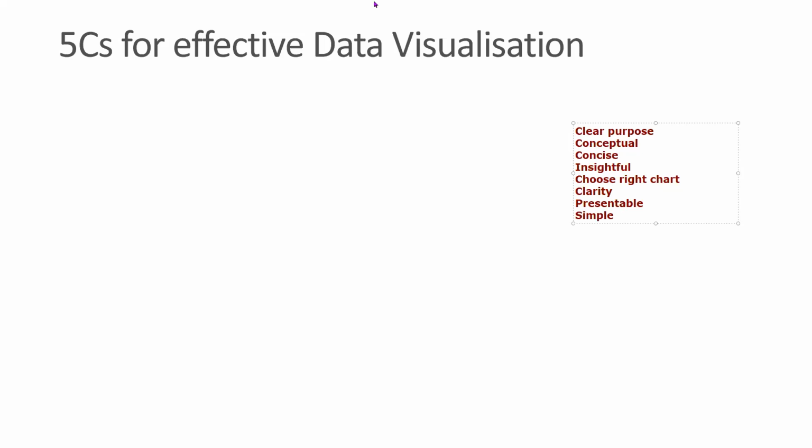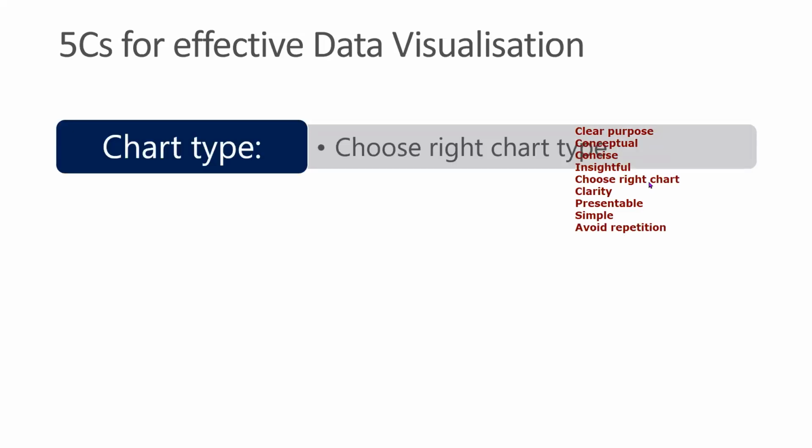Okay, so let's go through them and see what we have. Someone is telling me to avoid repetition. So the very first thing is that we want to choose the right chart type. That is very, very important when we design a visual. You must choose the right chart type.